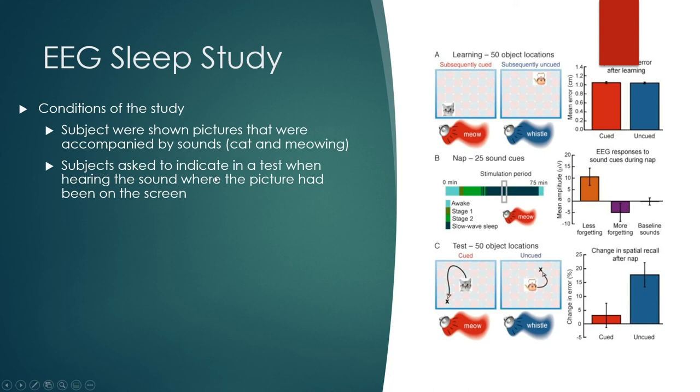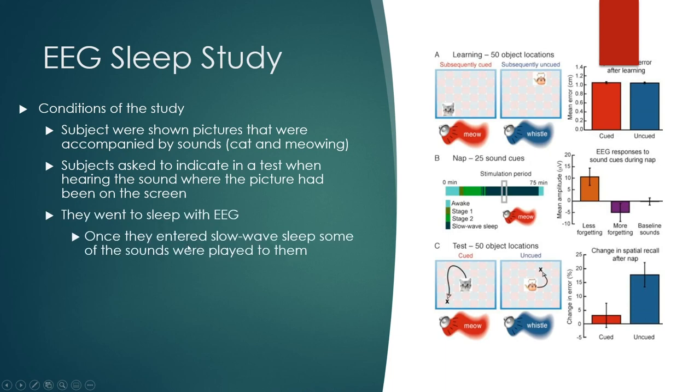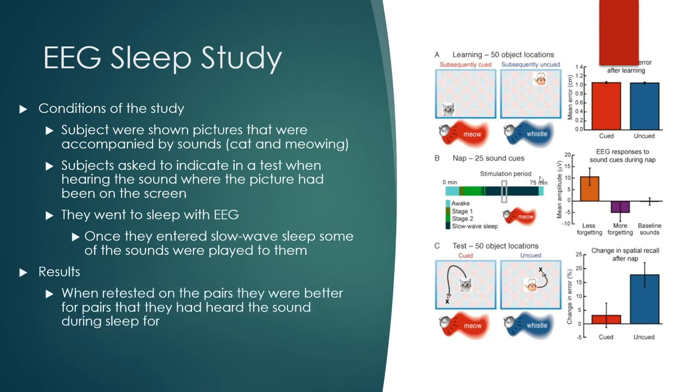So subjects were asked to indicate in a test, when hearing the sound, where the picture had been on the screen. That's what I was just getting at: the sound itself is a cue. When they hear the sound, they're asked to say, okay, where was the cat on the screen? Where was the picture that was associated with that sound located? They taught them all of these pairs. They had them go to sleep with an EEG net on, and the EEG net allowed them to see when they were entering this slow wave sleep period. And once they entered that slow wave sleep period, they started to play these sounds to try to reactivate the memories while they were sleeping.